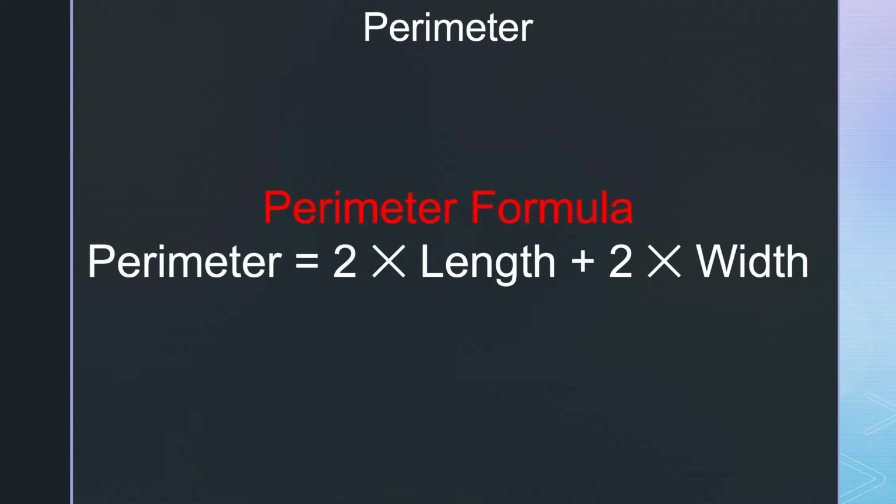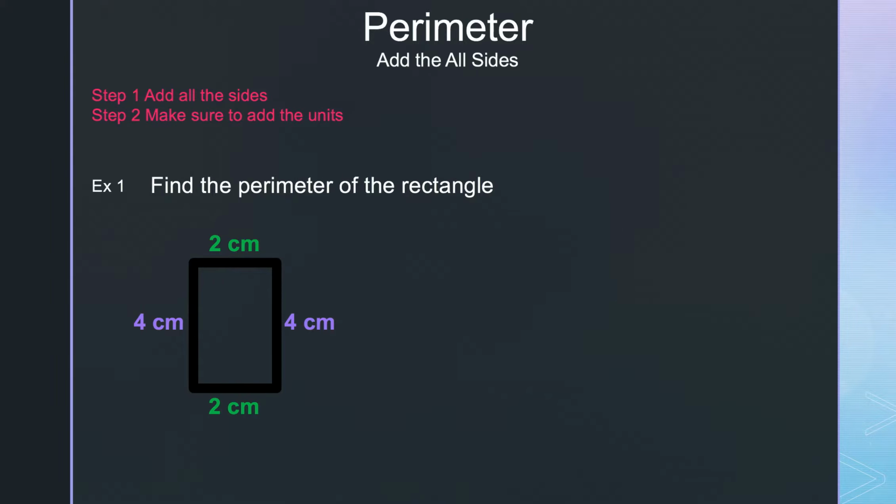So let's take a look at the perimeter formula for rectangles, which is 2 times length plus 2 times width. And now let's find the perimeter of this rectangle. So this one we're going to find by adding all the sides to show you that when you use the perimeter formula, it will give you the same answer.